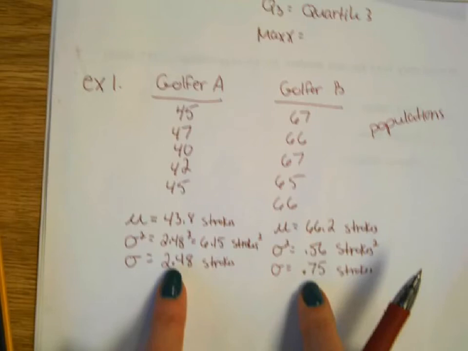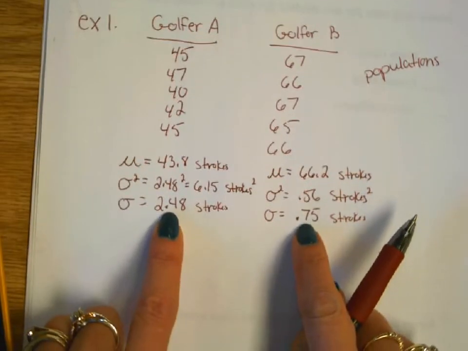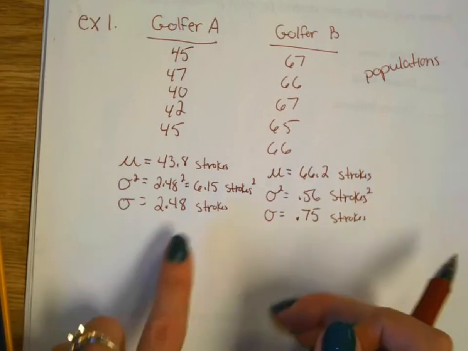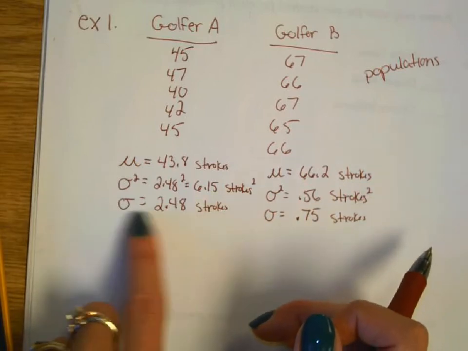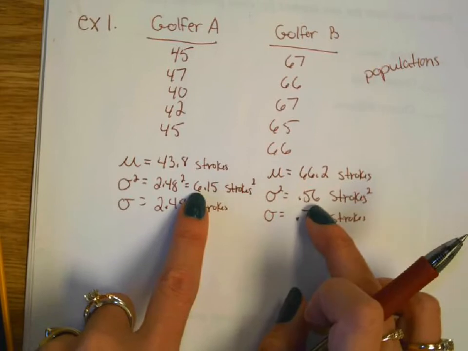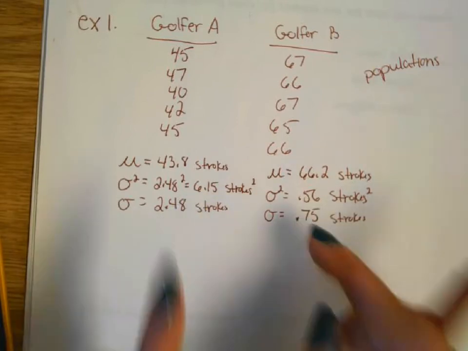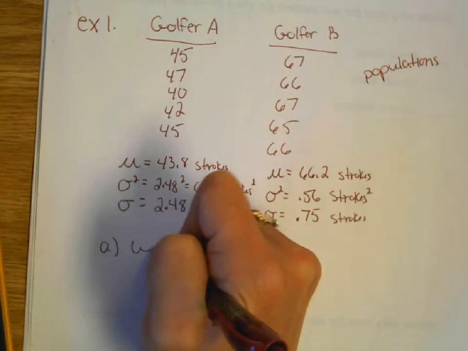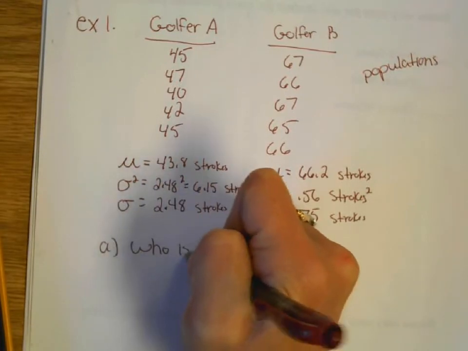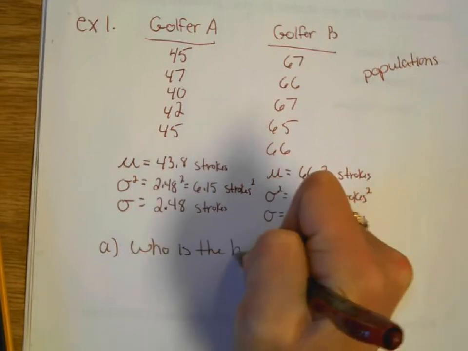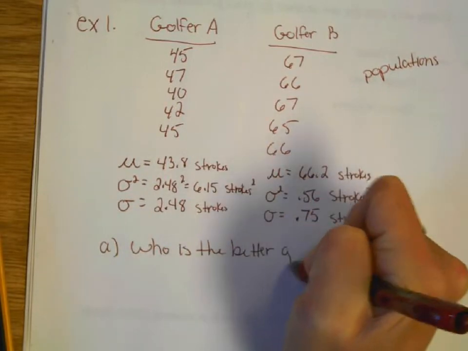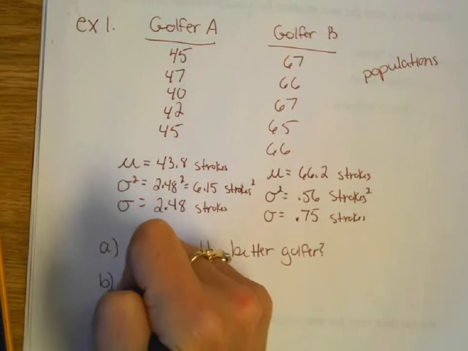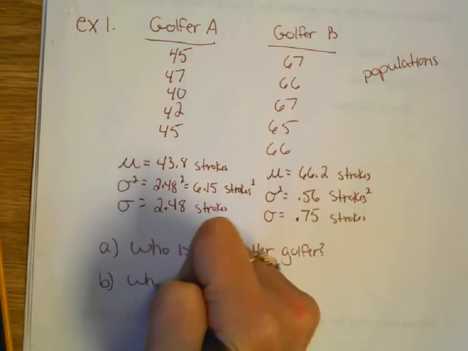And remember, what this number is telling me, the standard deviation, is how spread out the values are. The smaller the number, the closer the values are together. So I can see this guy has much more variance in his scores than golfer B. So my first question, who is the better golfer? My second question, who is more consistent?